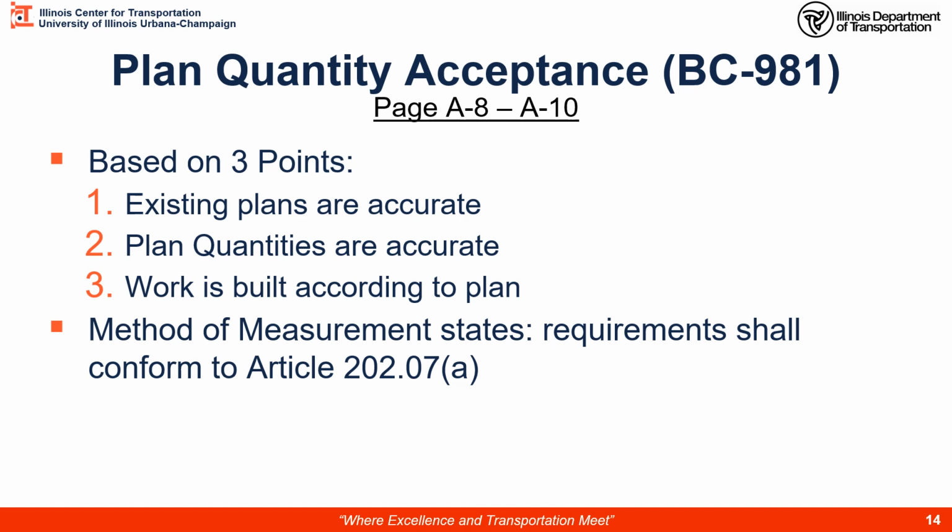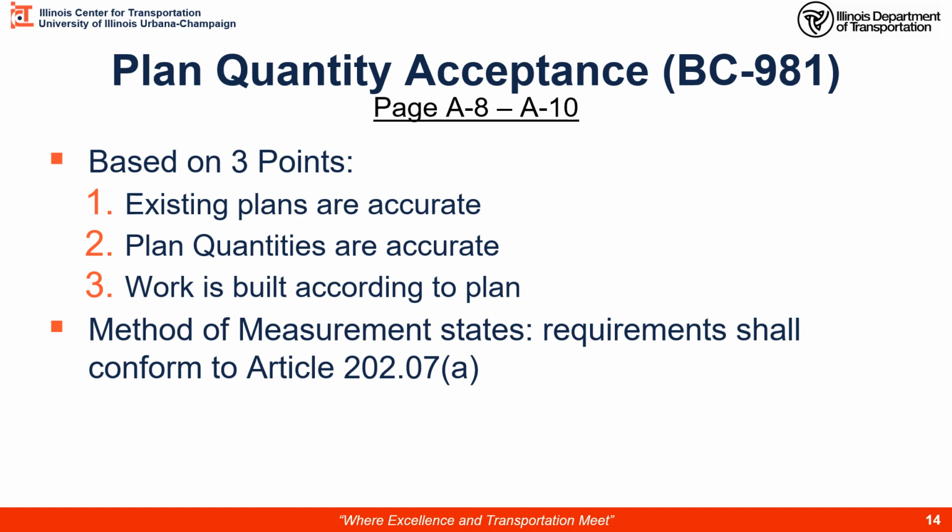1, the existing plans are accurate, meaning they're well represented by the actual job site. There's no signs of recent construction. Lines and grades of existing match what's out there right now. Number 2, the planned quantities are accurate. So we have to do some checks and some calculations to make sure the designer has an appropriate planned quantity and it matches what we think we're going to do in the field.